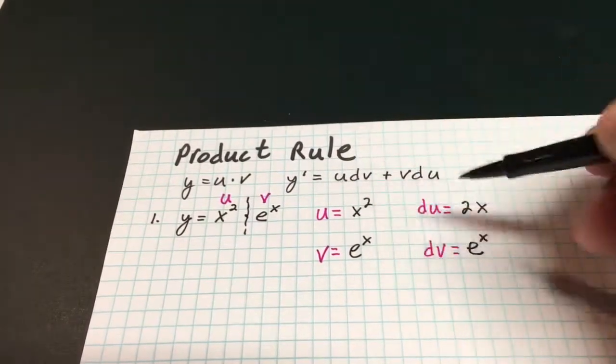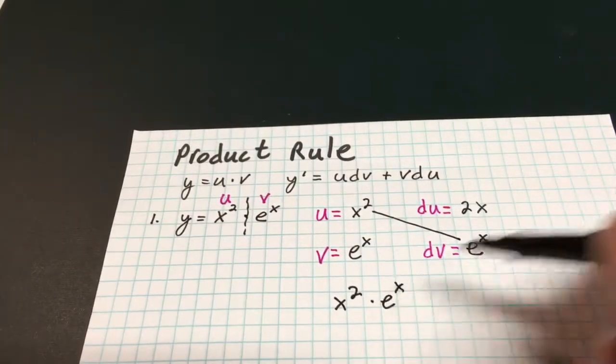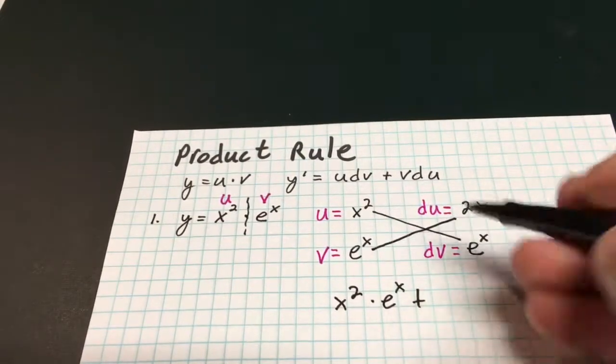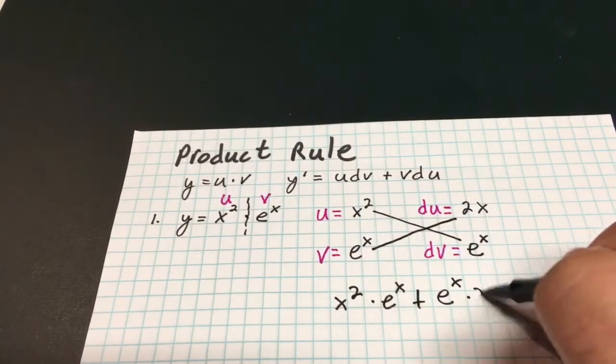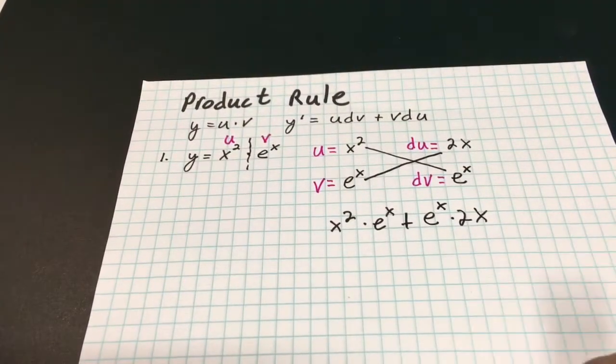Now I do u dv, so it's x squared times e to the x, plus v du, e to the x times 2x. And as I said before, sometimes they'll let you get away with that as your answer, and other times they'll want you to spruce it up a little bit.